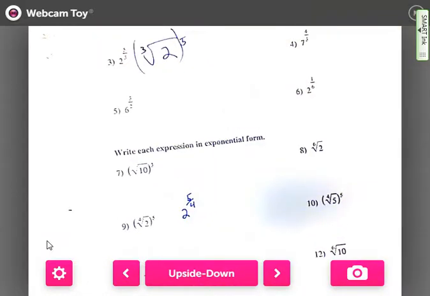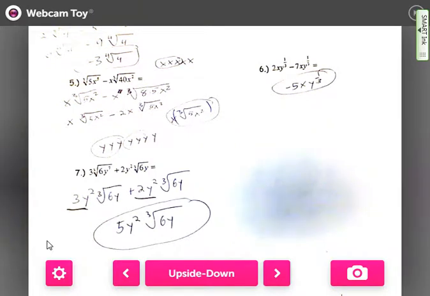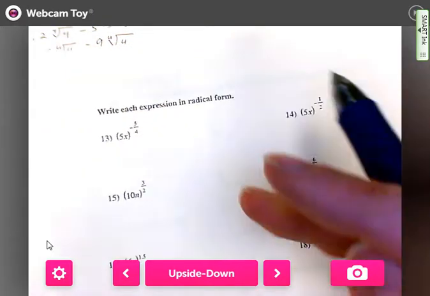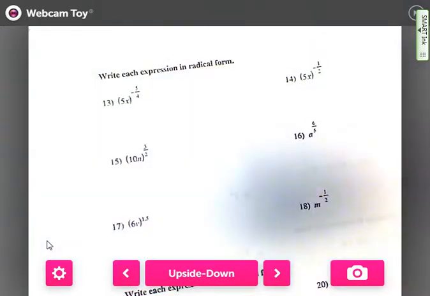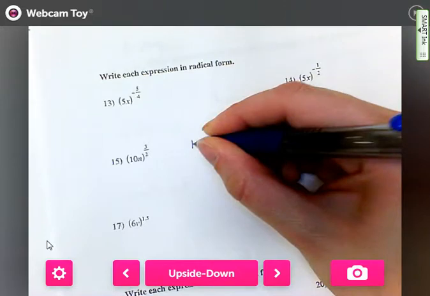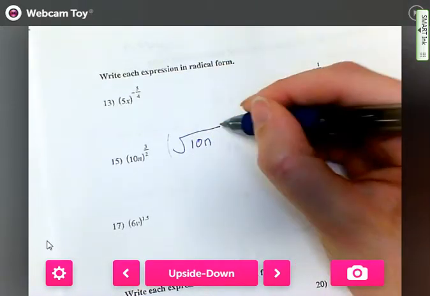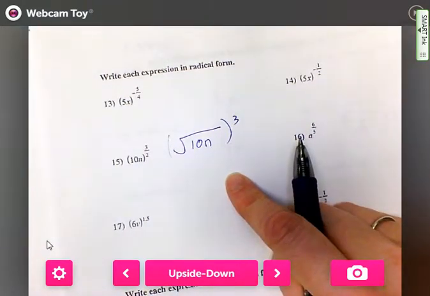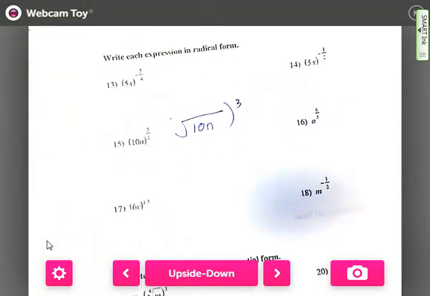I just think it's nice to have an example next to them as we go through. Okay, writing the expression in radical form. These are similar, but they have a letter next to it. So for number 15, it'd be 10n square rooted to the 3rd power. That n, or that letter or variable inside, shouldn't make a difference.